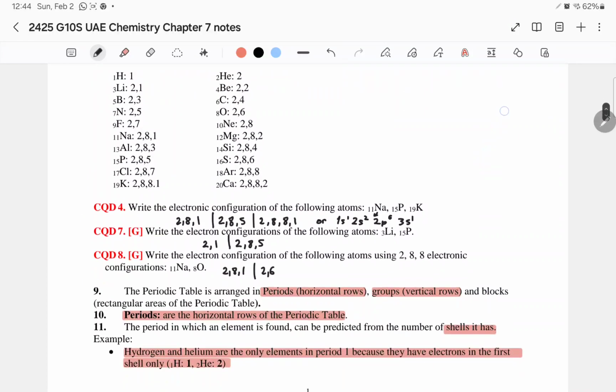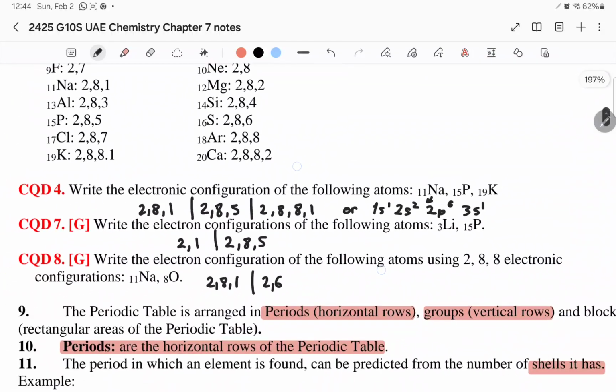Now, here they're asking us to write electronic configurations. In the CQDs, if you look at the answer sheet, they write almost every single one in the SPD method, which is the method that I did here. But our teacher told us this thing.